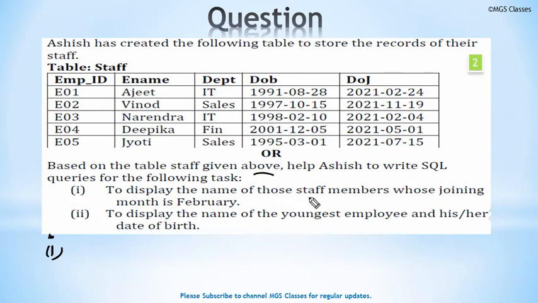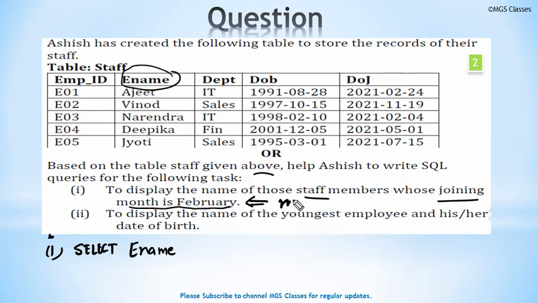To display the name of those staff, we need to display the column ename. So in the select block, what will you write? In the select block, you will write the ename column, because we need to display the name of employees whose joining month is February. And which function can we use to get the joining month? You can use the month name function to get the name of the month, and you can also use the month function to get the month number, the numeric value. So you can apply both functions to solve this question.